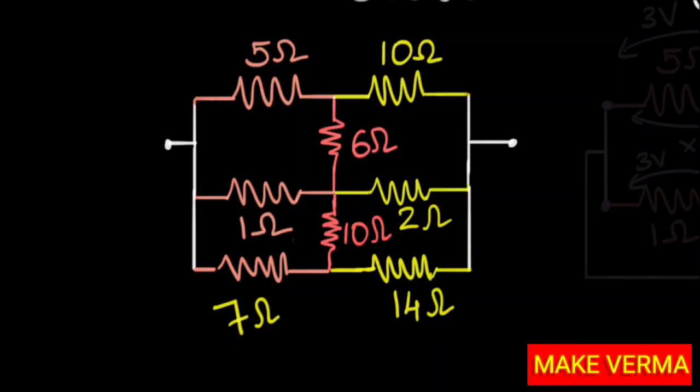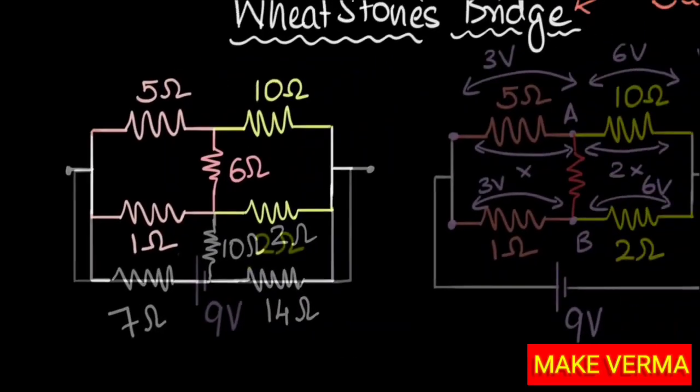If I hadn't given you the color coding, just look at how complex this looks. Typical competitive exams problem. Looks very complex, but by using the same logic of Wheatstone's network, you can solve it.